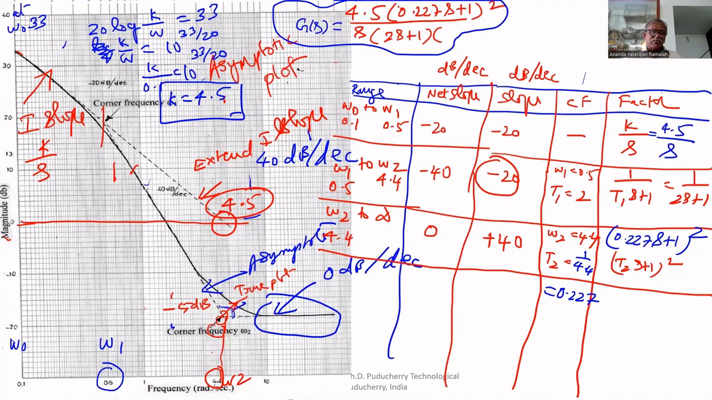So how to find? Draw the frequency response, then make it an asymptotic plot, an approximate plot, by drawing tangents so that it covers most of the points. We got 3 segments. For the 3 segments, we got 3 components. That's all.